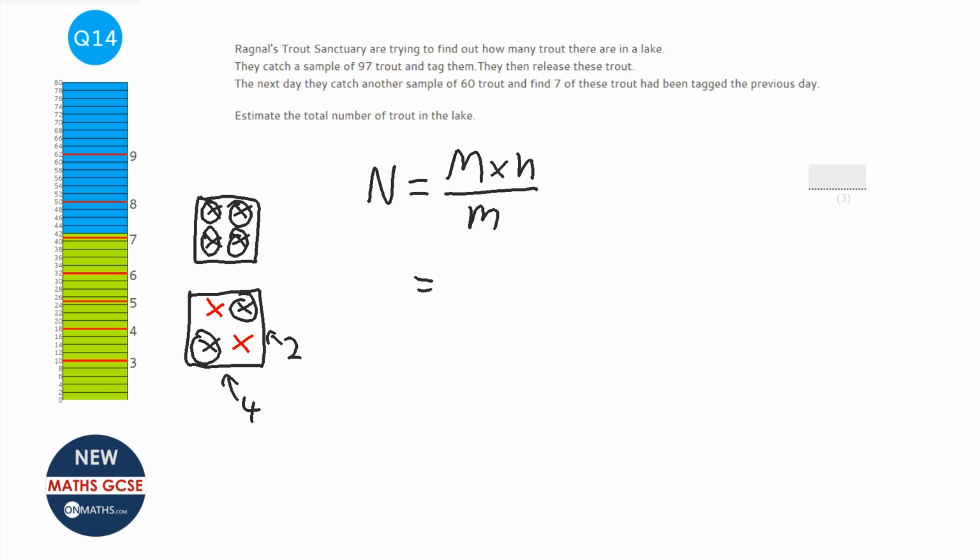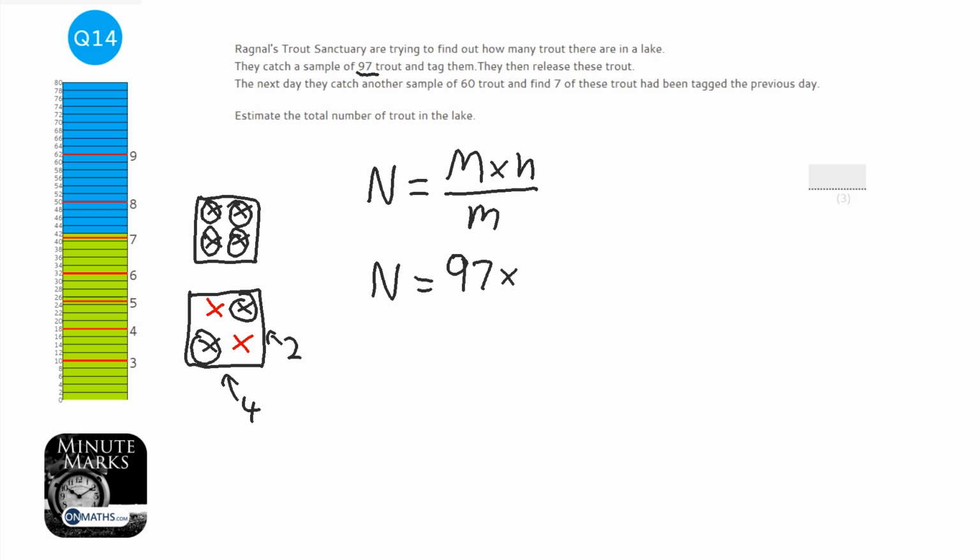So let's apply this to the question. Let's try and work out what M is. M is the amount of trout that we marked. So we marked 97, so that's going to be 97. N is going to be the size of the sample that we took again, so 60. That's our recapture sample, the sample we took a few days later or the next day. So that's 60. And we're going to divide that by the amount of those 60 that were tagged or marked, which is 7.